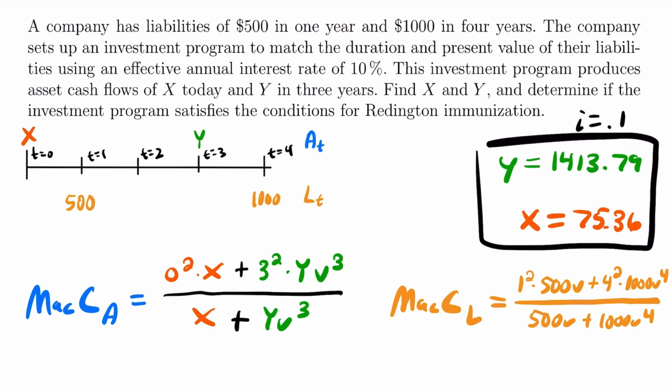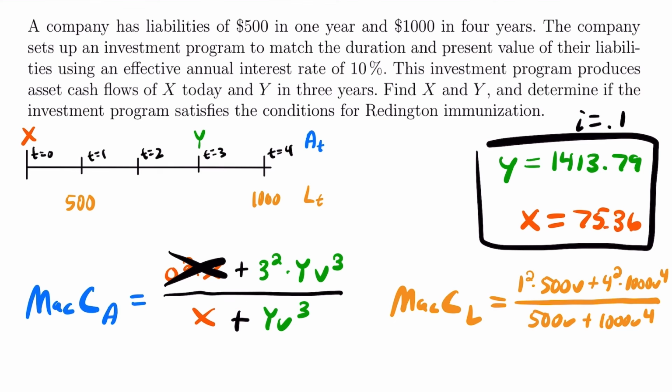Okay, so now, remembering what the present value factor is equal to, you want to use that interest rate of 0.1, we can calculate each of these Macaulay convexities in our calculator. Obviously for the Macaulay convexity of the assets, you do need to replace x and y with what we found that they were equal to. But as a little bit of help, remember that 0 squared is 0 times x will be 0. So this term you don't even need to include. You just have to have 3 squared times y times v cubed divided by x plus y times v cubed. So remember to use what x and y are equal to, but then you don't need to use them for the Macaulay convexity of the liabilities because we already knew what all the liabilities are.